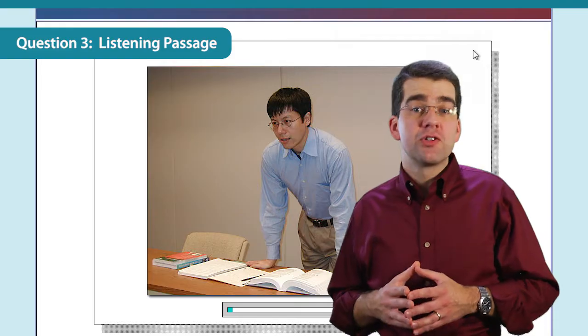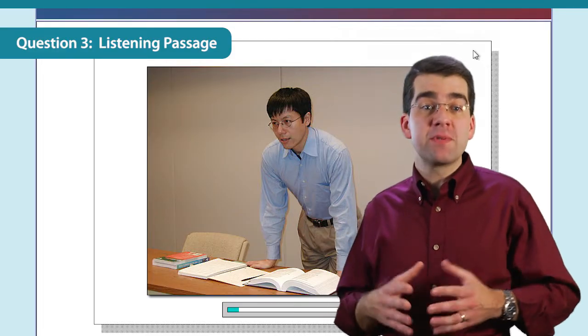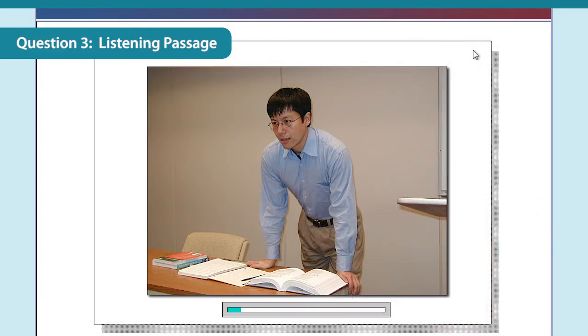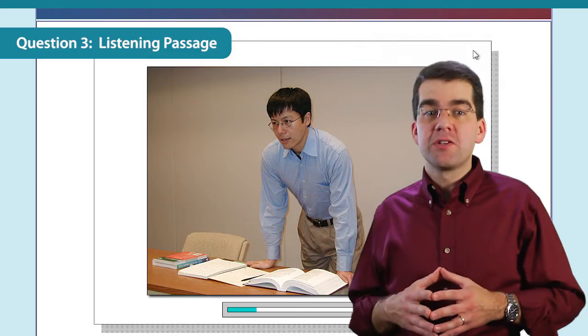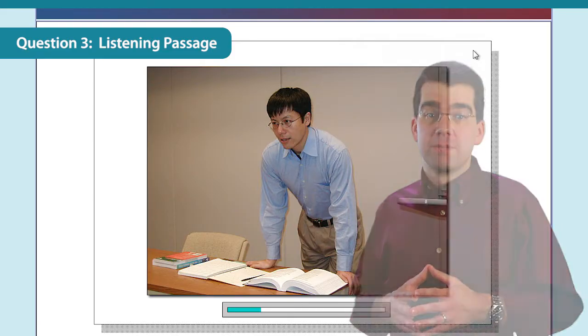The listening passage will be from part of a lecture about the same topic as the reading passage. I think this will help you get a picture of what your textbook is describing. In the lecture, you will hear details about an example of the term or concept.